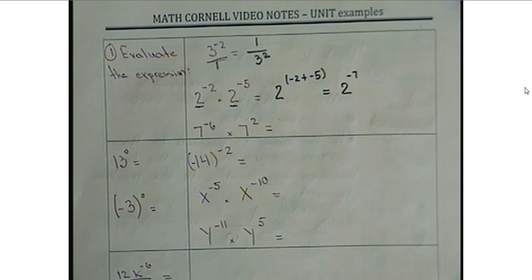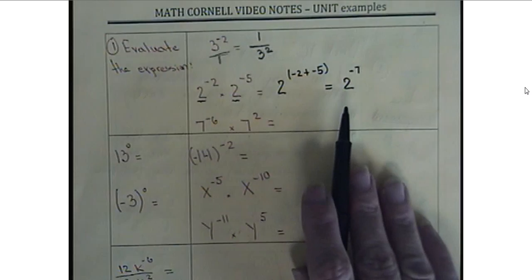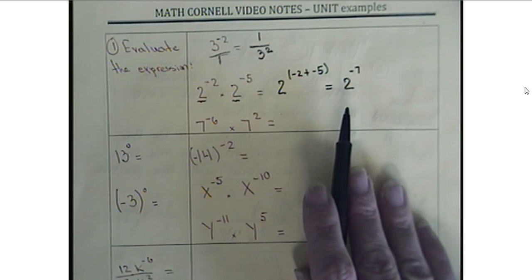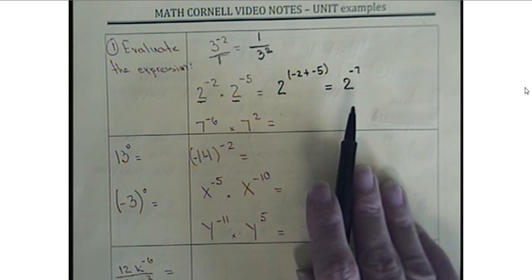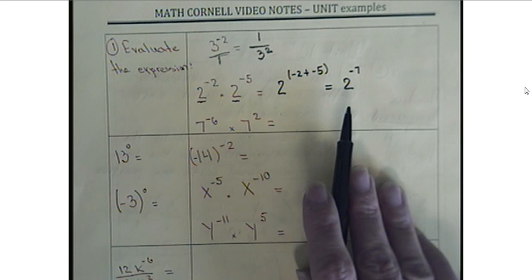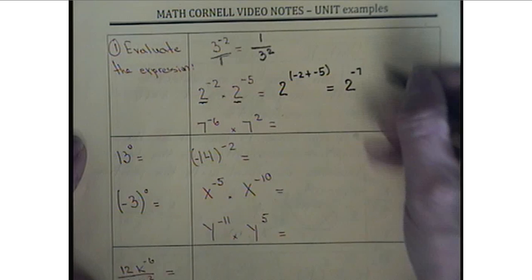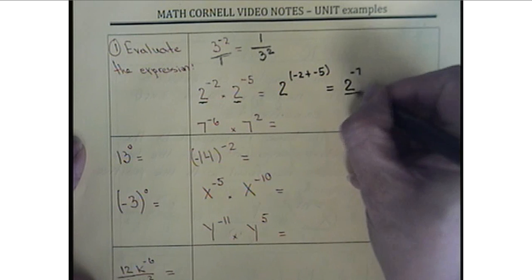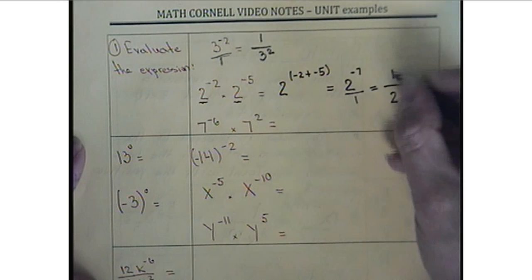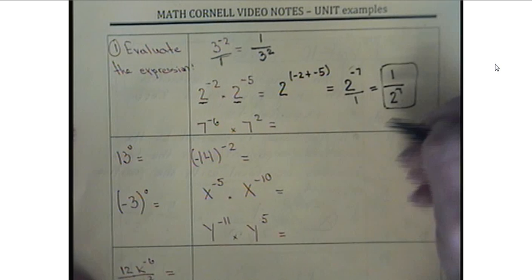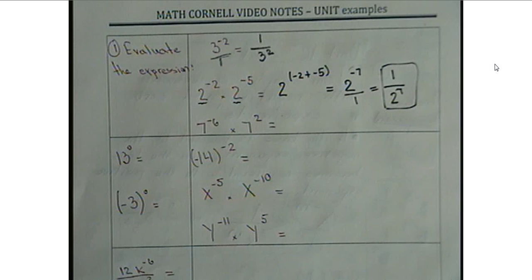Okay? But now, may I leave it like this as a negative exponent? No, I need to change that. It's not acceptable to stay with negative exponents. So again, 2 to the negative 7 is the same as over 1. So we put 1 on the top and 2, now change negative to a positive 7. 1 over 2 to the 7th power will be my answer here.